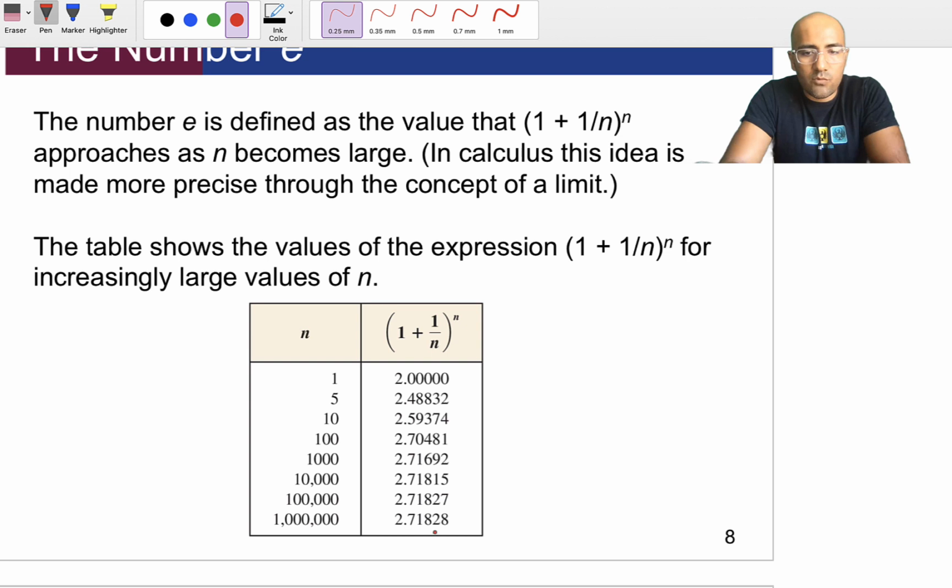Oh, and I was wrong. This doesn't move to 3. It stays at a 2. And then the next decimal place that kind of locks in is an 8. Okay, so we've got to keep going, though. This is not e either.